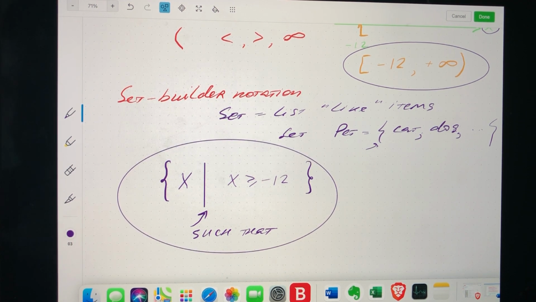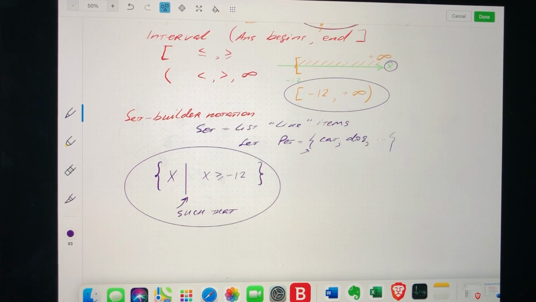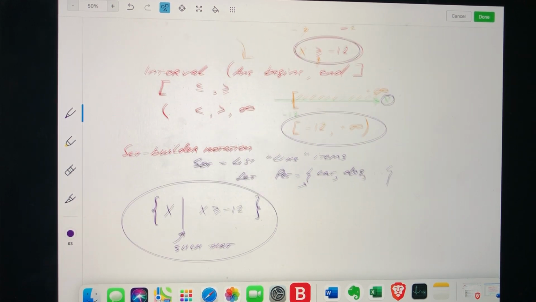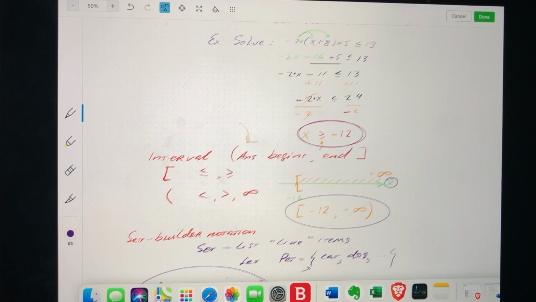And that's it for the introduction to inequalities. In the other video, we will practice solving inequality with double inequality signs.